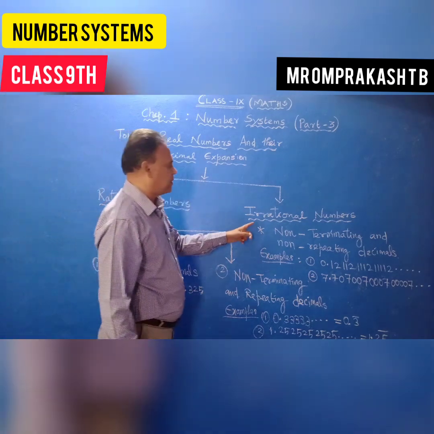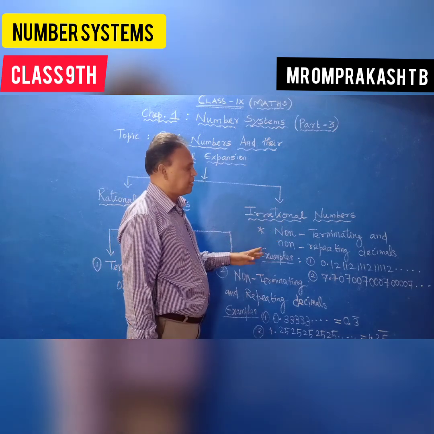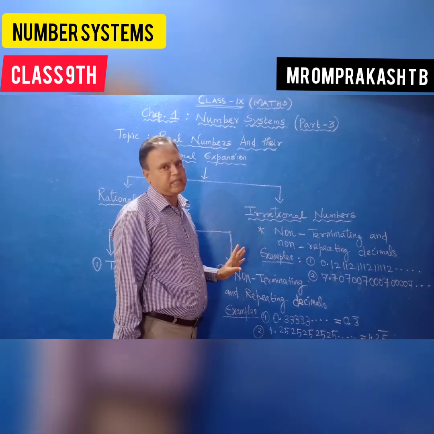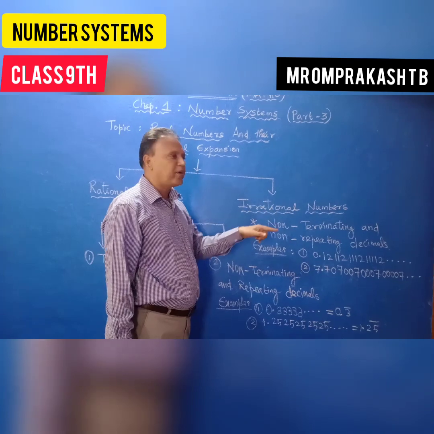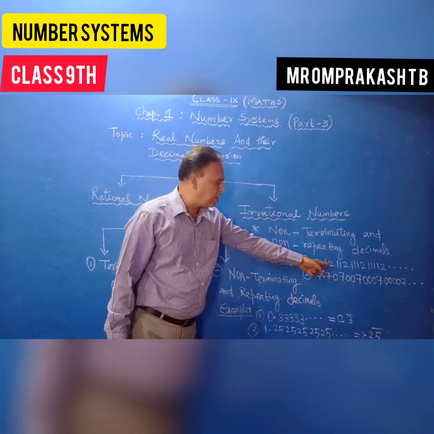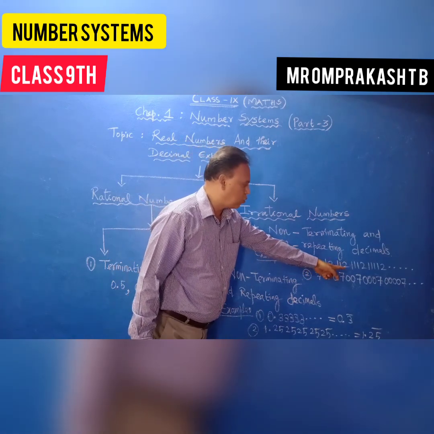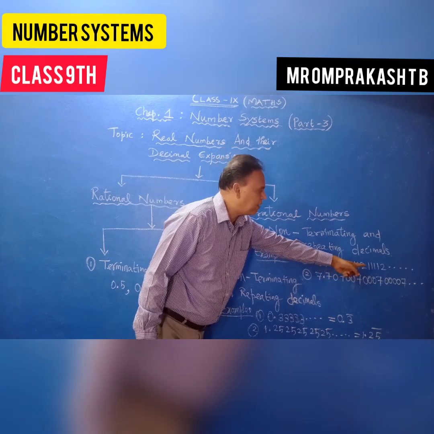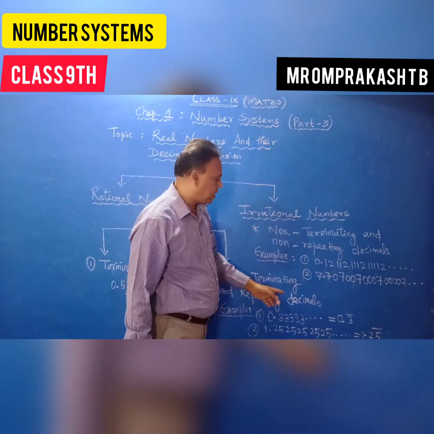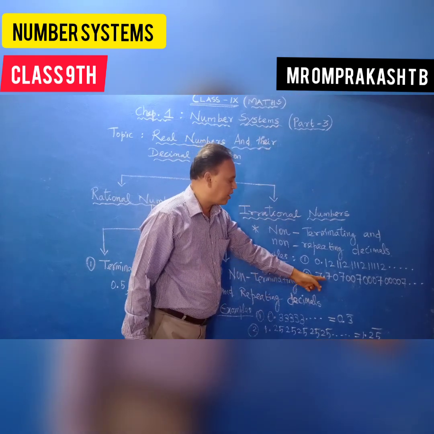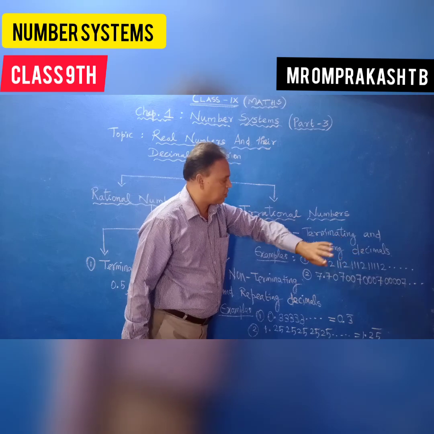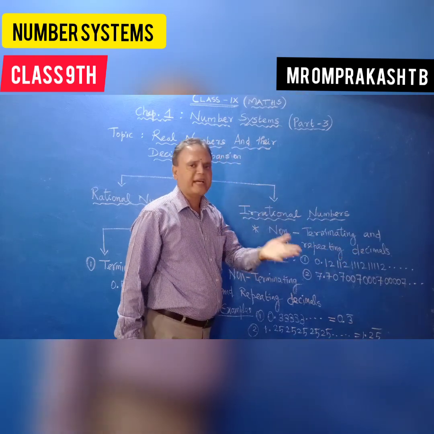Now you come to irrational numbers. The decimal expansion of an irrational number is non-terminating and non-repeating. For example, 0.12, again 112, again 1112, again 11112. Like this it is going on, never ending. Same with this example, 7.70, 700, 7, like this it is going on. So many examples you can write.